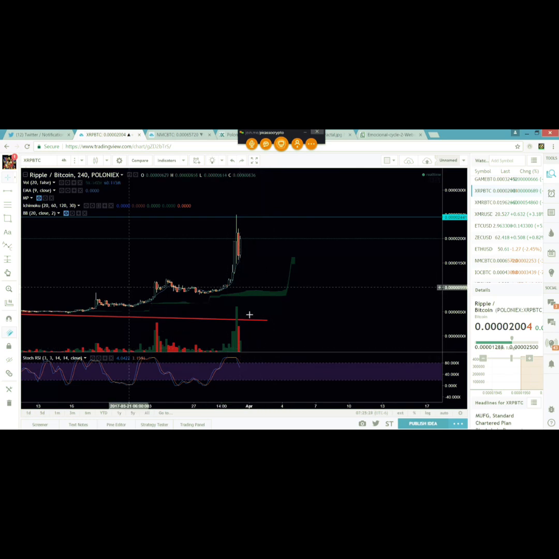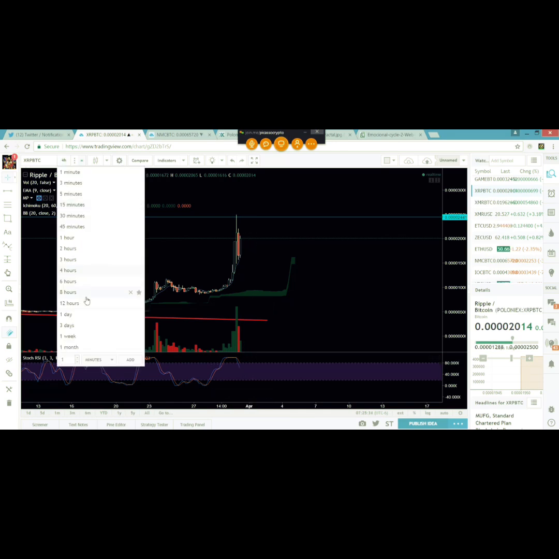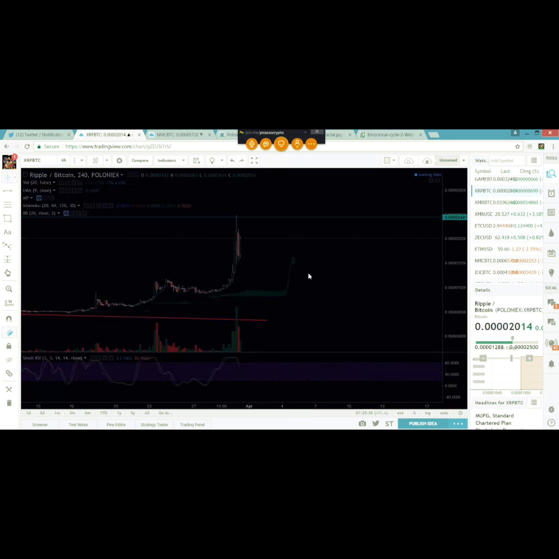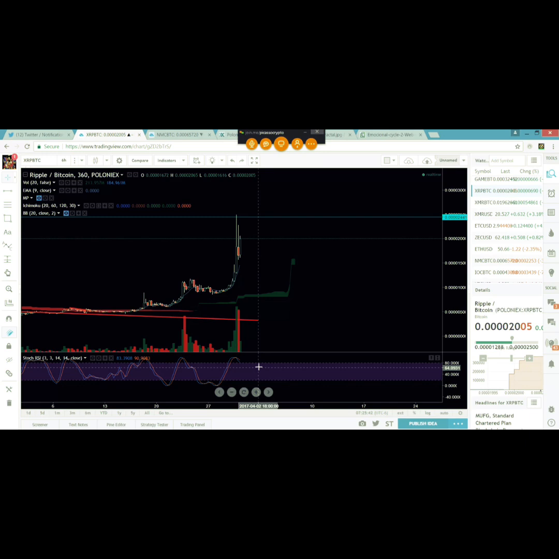What happens is after it runs up that much and we start to lose our strength on our 4-hour, and our 6-hour is probably heading down as well. Let's see, yeah, 6-hour crossing over here. So these strength oscillators, they need to oscillate. They need to breathe a little bit.